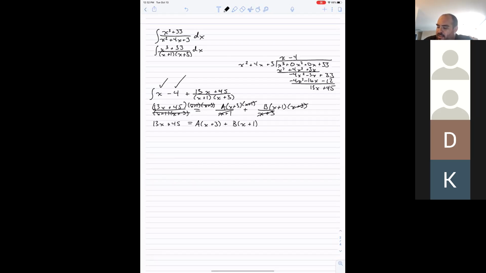All right, so it definitely looks a lot friendlier. Now what? Combine like terms and set equal to the denominator. Okay. So 13x plus 45 equals ax plus 3a plus bx plus b. If I start collecting things, my x terms are a plus b. My constants are 3a plus b.